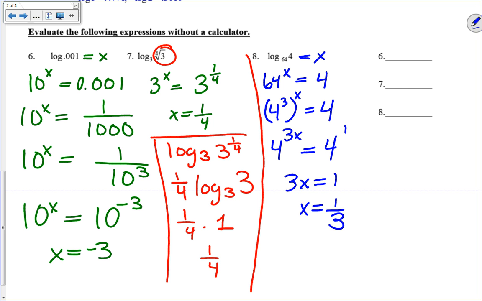And if you see that, oh, I know 64 is that, I know it's to the third power that will give me 64. I know that if I took the cube root of that, that'll give me 4. Then you could just jump to the 1/3 if you saw that. If not, this is a great approach. Okay? Do you have any questions on these three here?